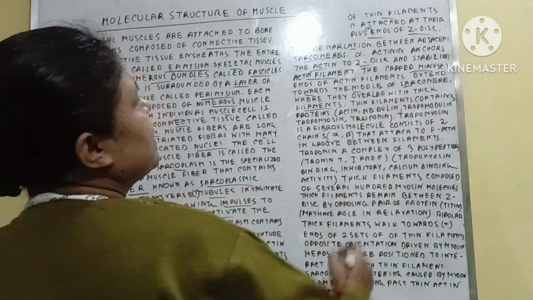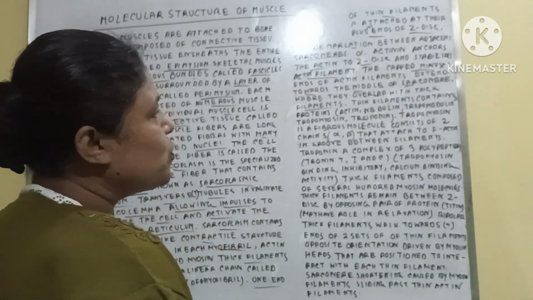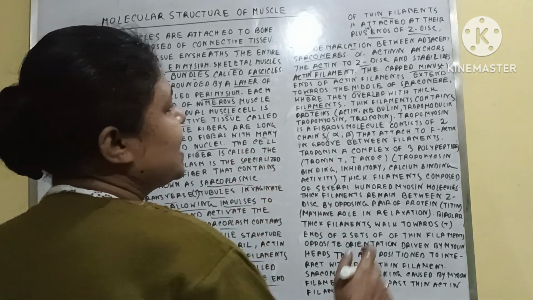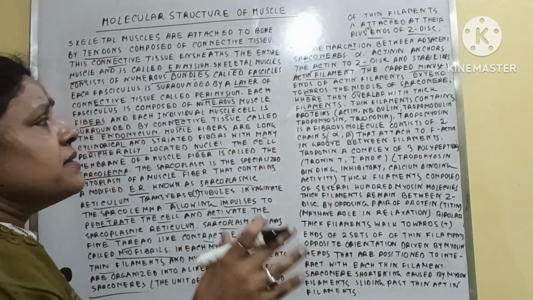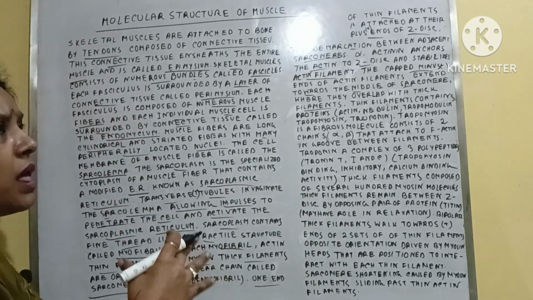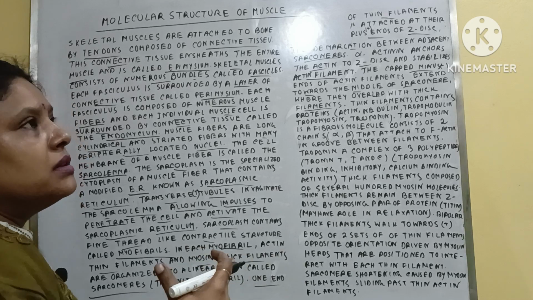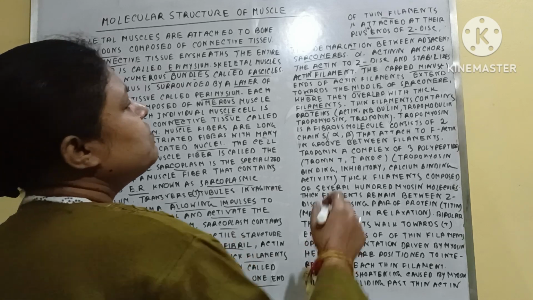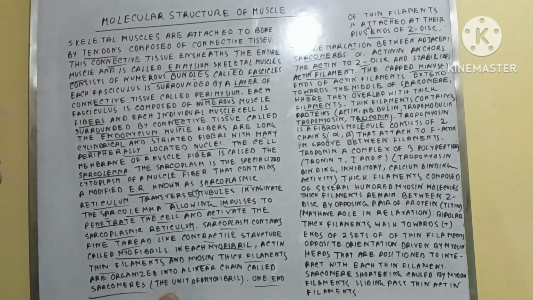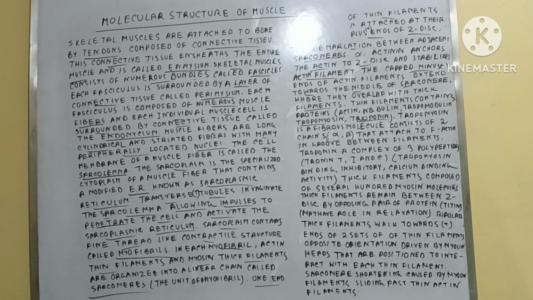Now, the thin filaments contain many proteins: actin, nebulin, tropomodulin, tropomyosin, troponin. And tropomyosin is very important for knowing the function of muscle contraction, or how the actin and myosin filaments work in the muscle contraction process. So here tropomyosin and troponin, both proteins are very important. And what are tropomyosin and troponin?